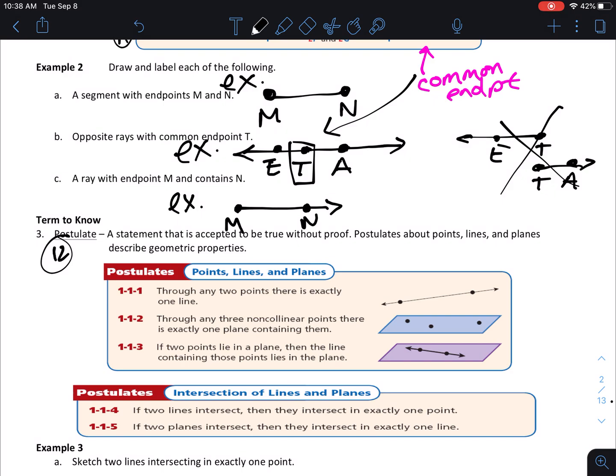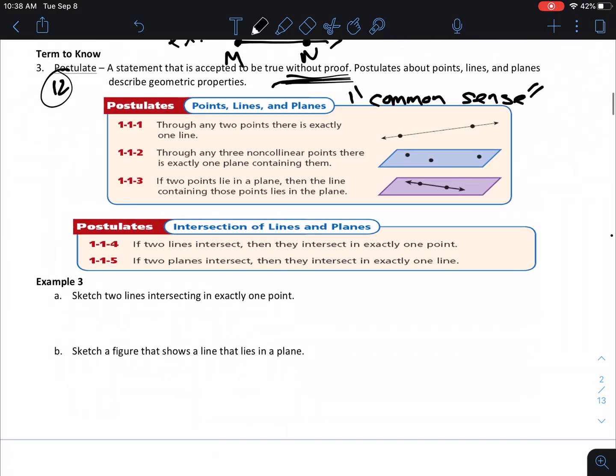But here's the thing. You're going to have time to process. So a postulate is a statement that's accepted to be true without proof. We will get to theorems that will require proof, okay? But these are accepted without proof. So a lot of these are going to be like common sense. And here's the reason why: this is the geometry that most of the world operates and recognizes. There is another geometry called non-Euclidean where none of this is true. So that's why it's important for us to establish it here at the beginning.